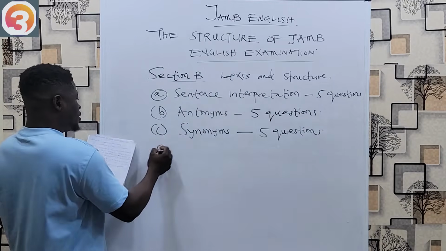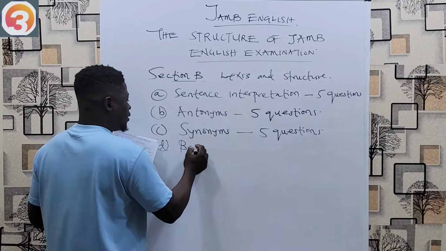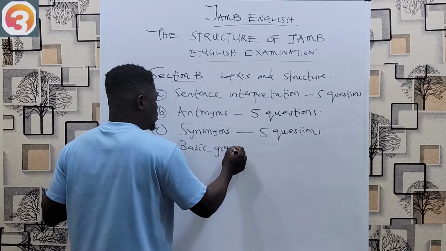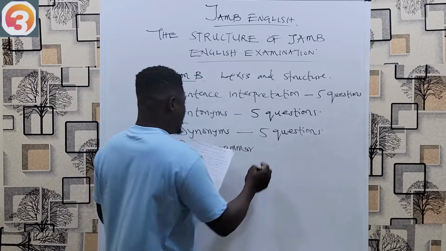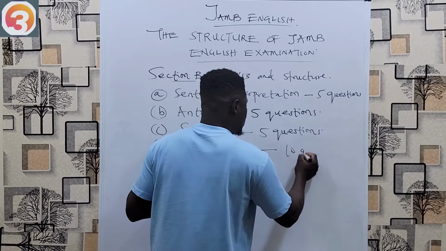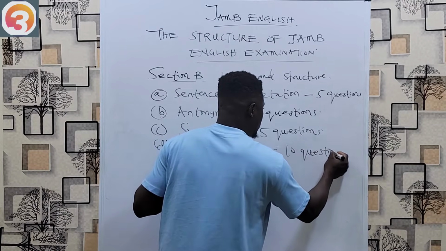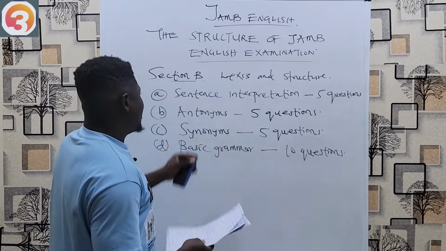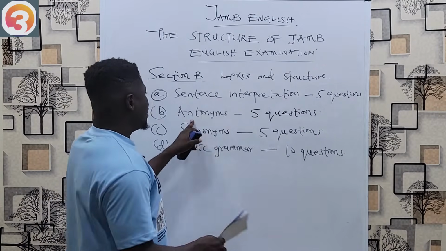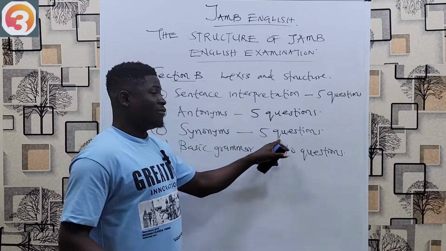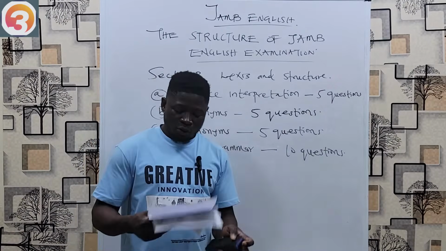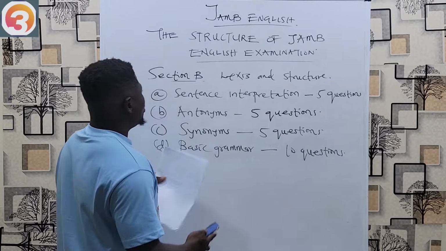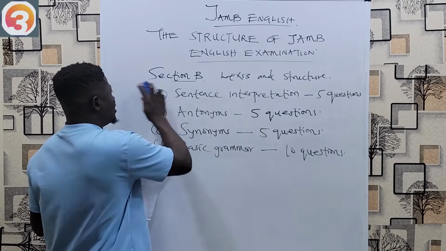So D is basic grammar. Basic grammar, we are going to see 10 questions only. So this is section B, Lexis and Structure. Sentence interpretation, 5 questions. Antonyms, 5 questions. Synonyms, 5 questions. Basic grammar, 10 questions. Now, we'll go to the last section, which is section C.